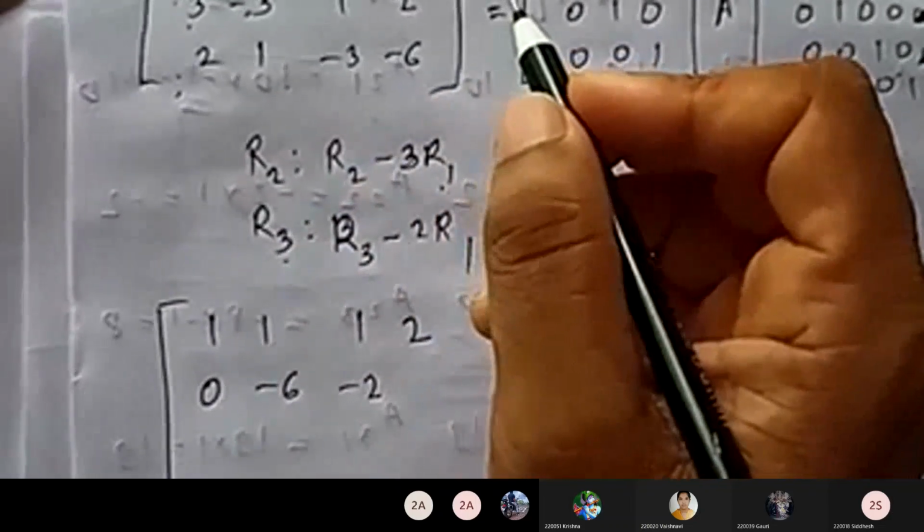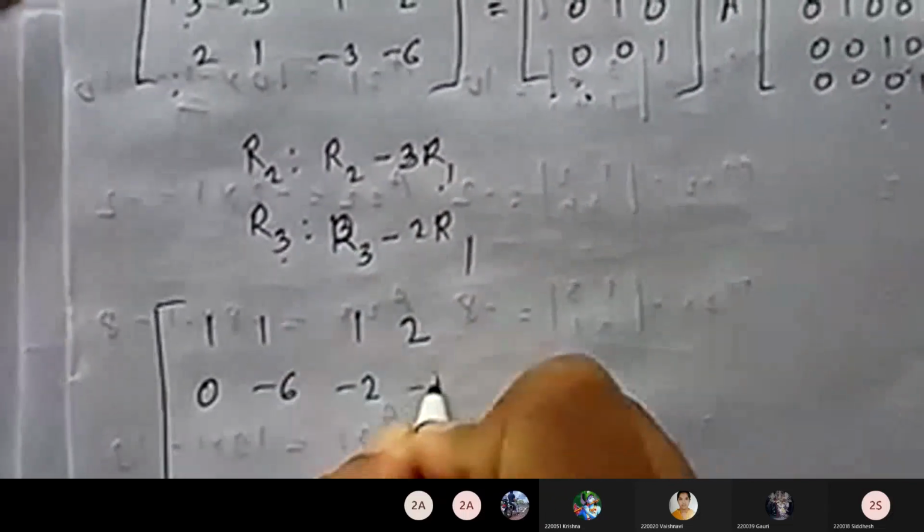What is that? R2 may change: R2 minus 3 times R1. 3 minus 3, we get 0. Here, minus 3 into 1, minus 3 minus 3, we'll get minus 6. Then 1 minus 3 times 1, 1 minus 3, minus 2. And 2 minus 3 times 2 is 6, so 2 minus 6, minus 4.